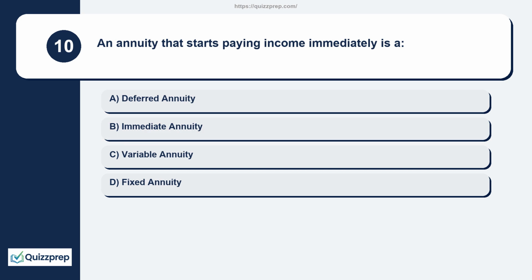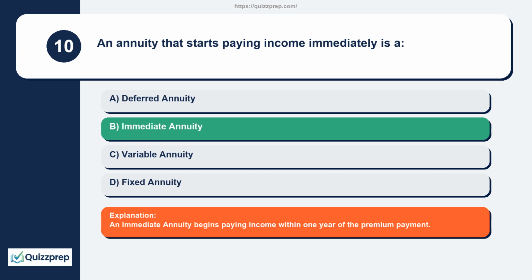Question 10. An annuity that starts paying income immediately is a deferred annuity, immediate annuity, variable annuity, fixed annuity. An immediate annuity begins paying income within 1 year of the premium payment.